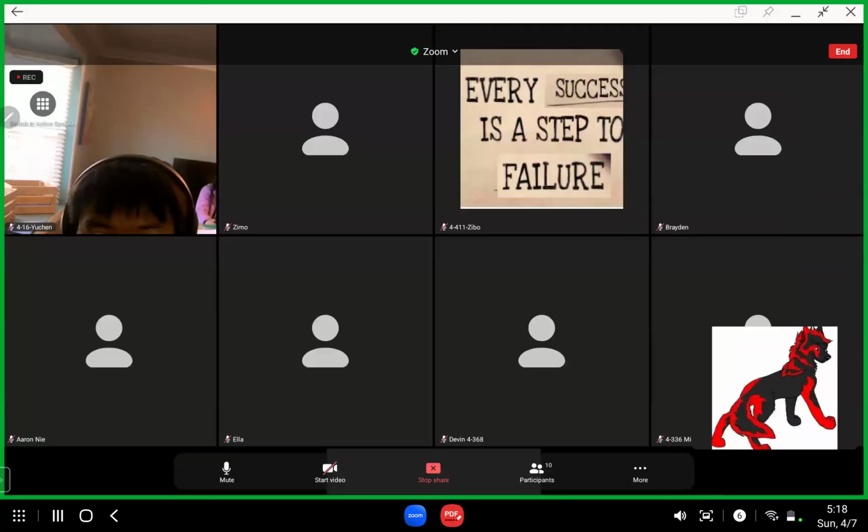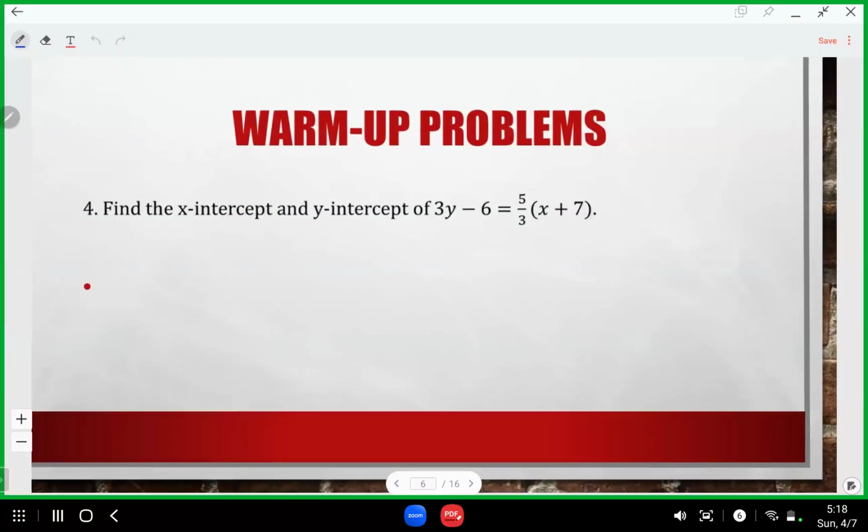So let's see how we can find the x and y intercepts. Given 3y minus 6 is equal to 5/3 x plus 7, clearly we have a line here. It doesn't really matter what we have. To find the x-intercept, we always use the same thing. And to find the y-intercept, we use the same method every time, which is to set the other variable to 0. To find the x-intercept, y is equal to 0.